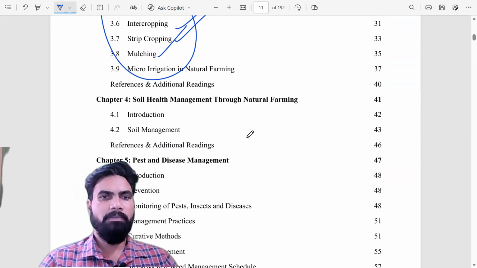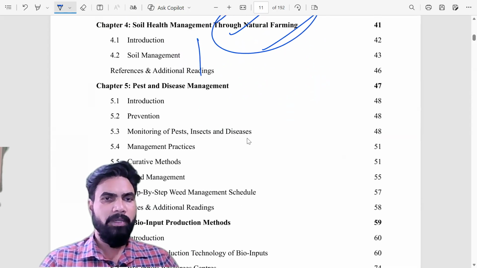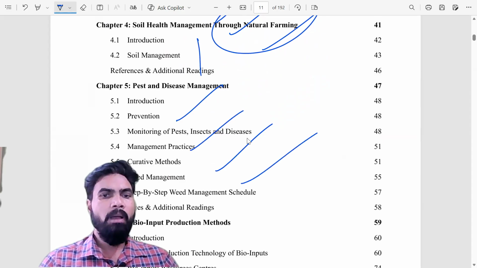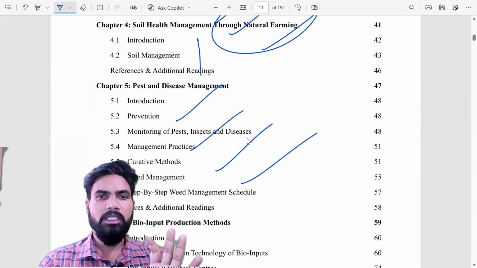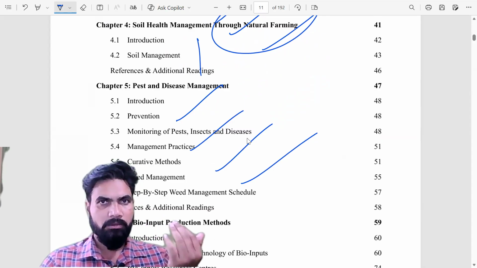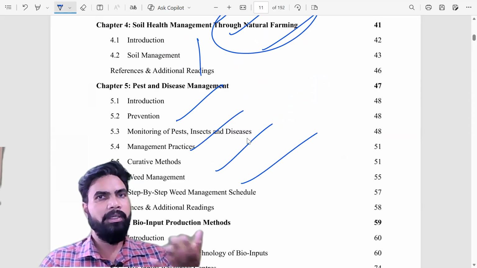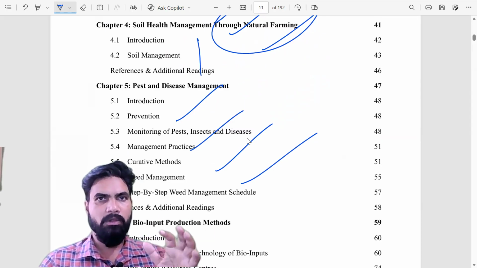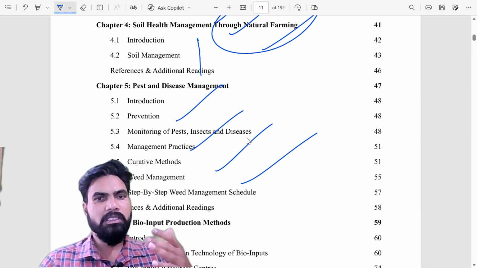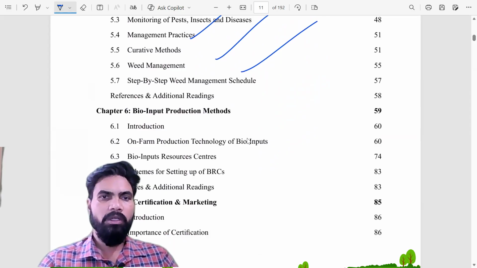Okay. Then chapter 4, soil health management through natural farming. That also we will glance through. Then pest and disease management, we will glance through. But I definitely believe that all these things might have been covered as part of your preparation. When you have gone through this foundation course, and when you have read Shankar IAS environment or some other environment book, PMF IAS, maybe all these things might have already been covered. Okay. Then bio input production methods also we will glance through.